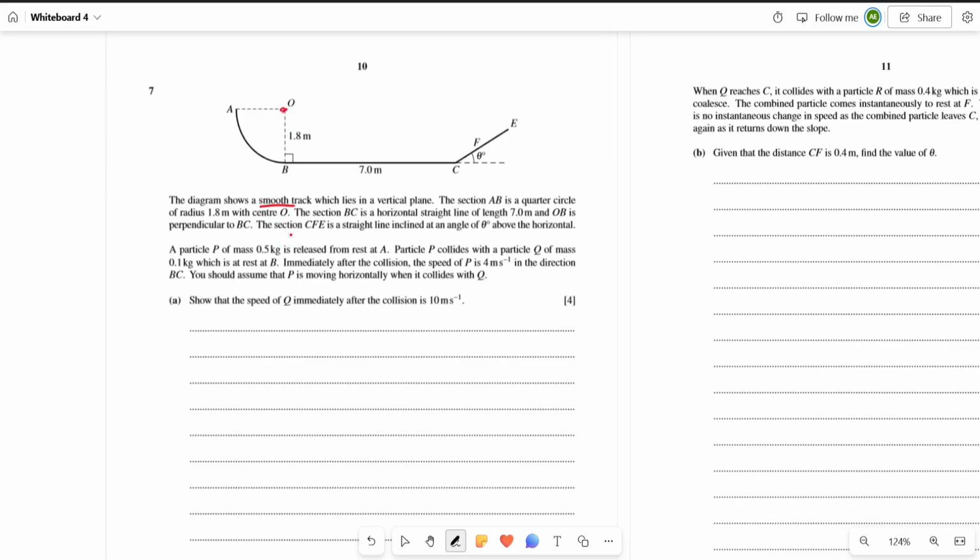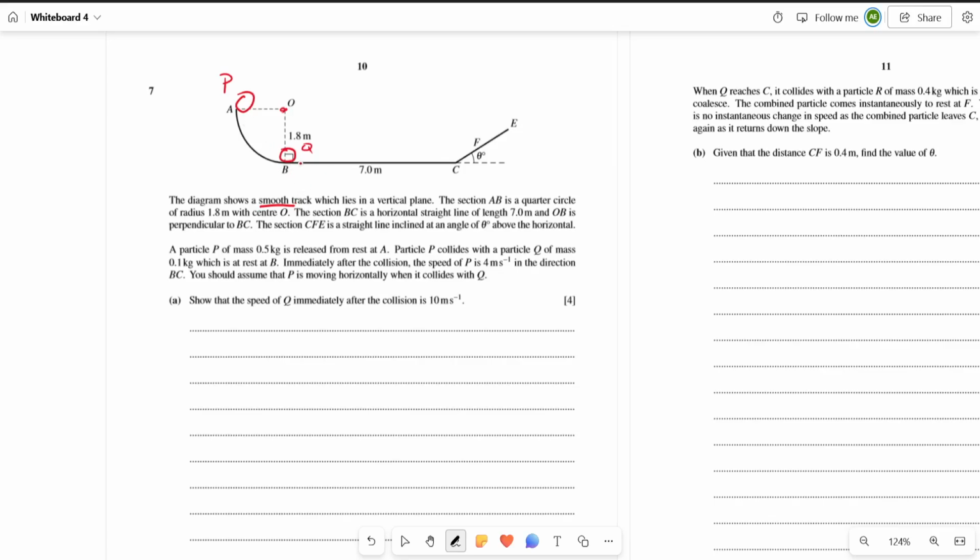The section CFE looks like a slope, an incline, and it has an angle theta. We're not given the angle, and this angle is between the slope and the horizontal. A particle P of mass 0.5 kilograms, so let's say this is particle P, is released from rest at A. Particle P collides with another particle Q of mass 0.1 kilogram, which is at rest at B. So there is another particle Q over here. Immediately after the collision, the speed of P is 4 meters per second in the direction BC.